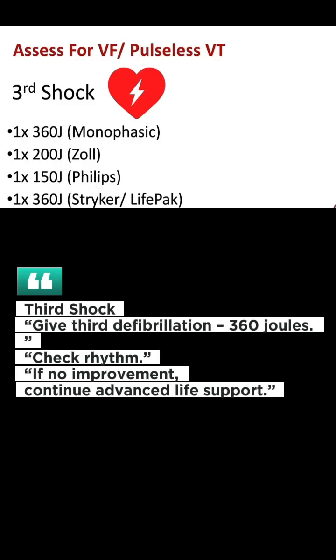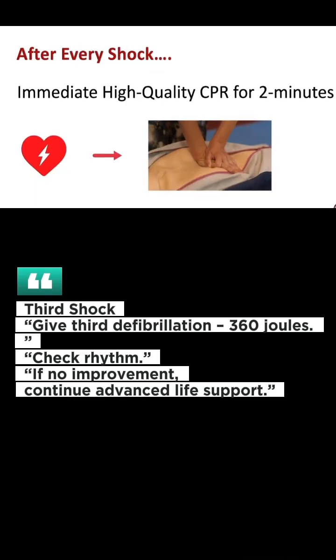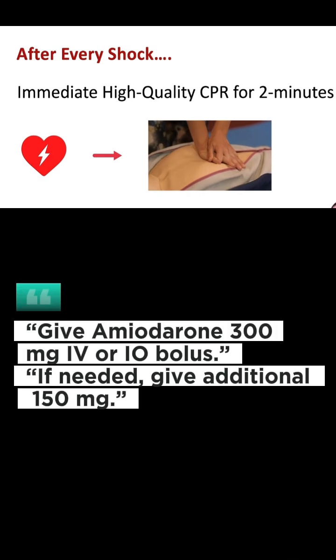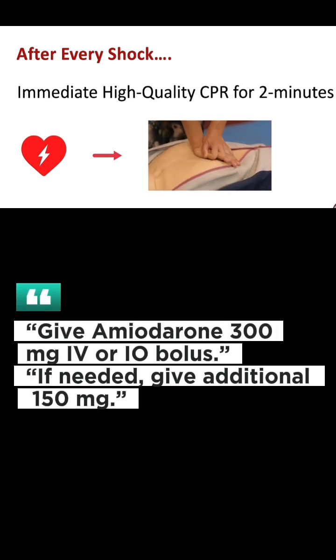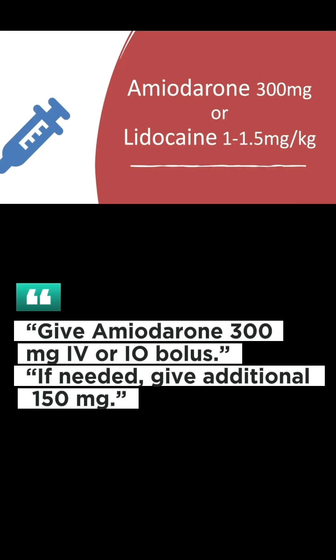If the shockable rhythm still persists, we need to go for the third shock. Give the third defibrillation. Check rhythm. If no improvement, continue advanced life support. If ventricular fibrillation or ventricular tachycardia persists even after 2 to 3 shocks, consider giving an antiarrhythmic drug during CPR. The antiarrhythmic drug used during CPR is amiodarone 300 mg intravenous or intraosseous bolus. If needed, give an additional 150 mg if the arrhythmia is not controlled.